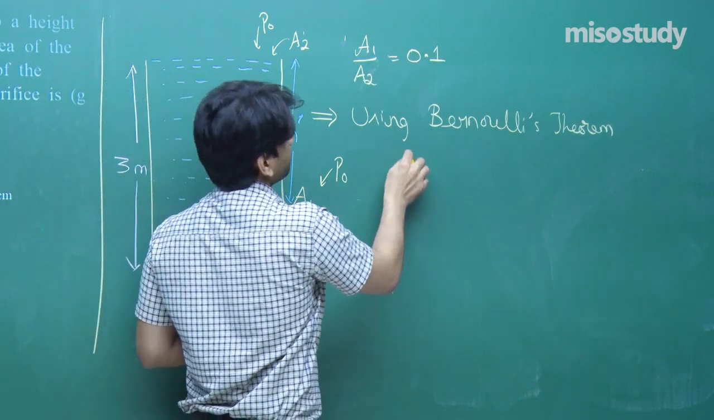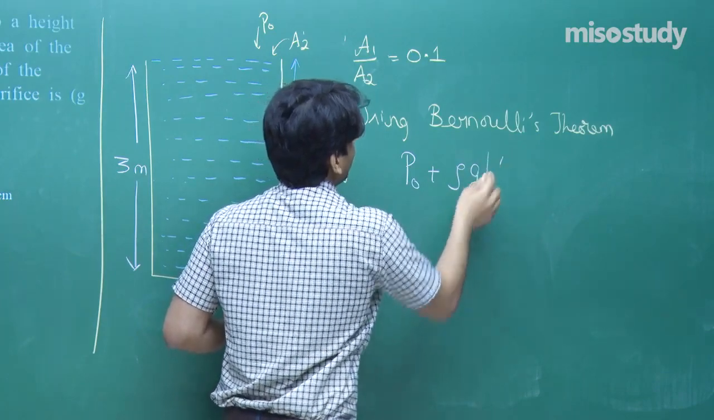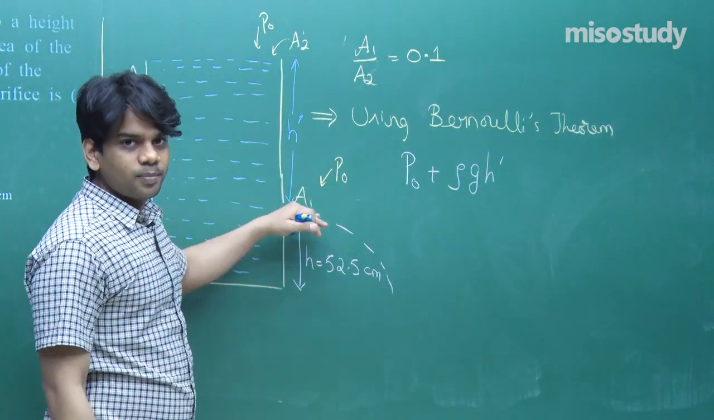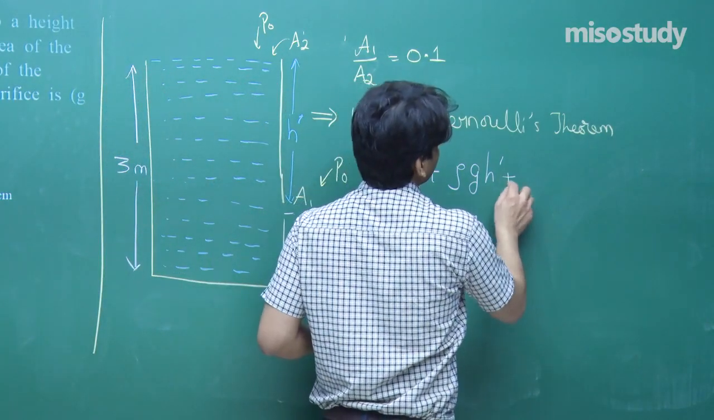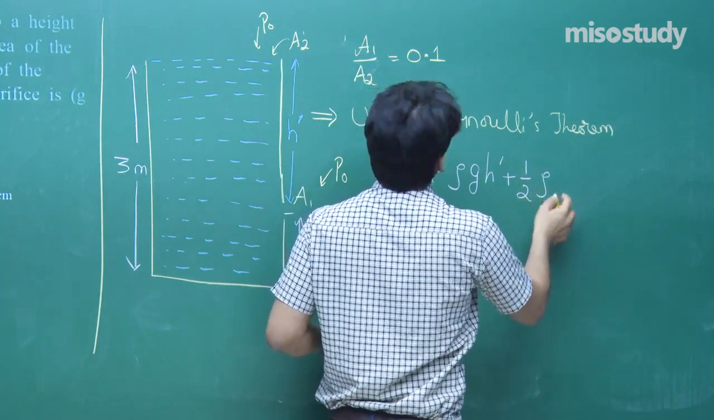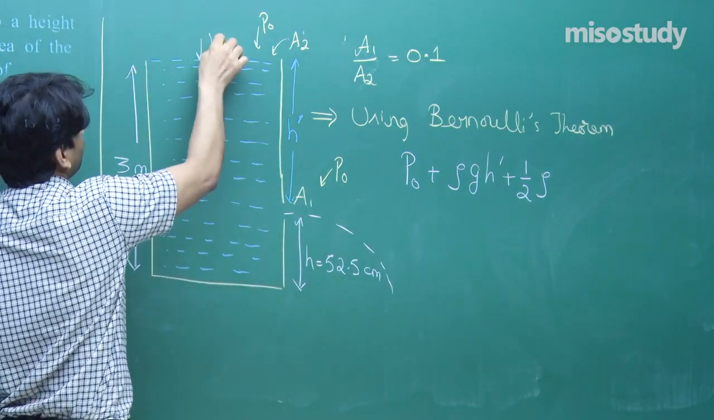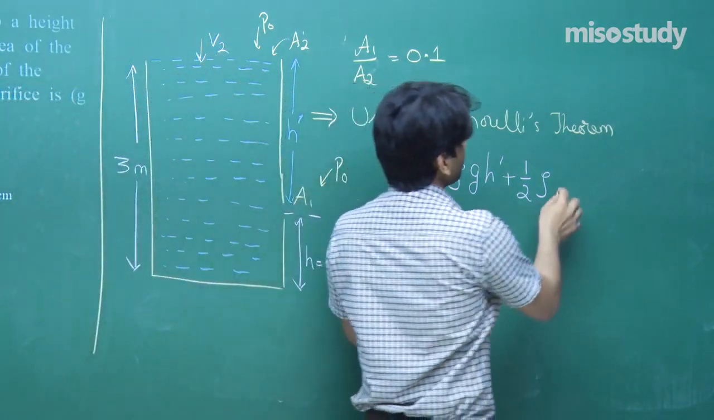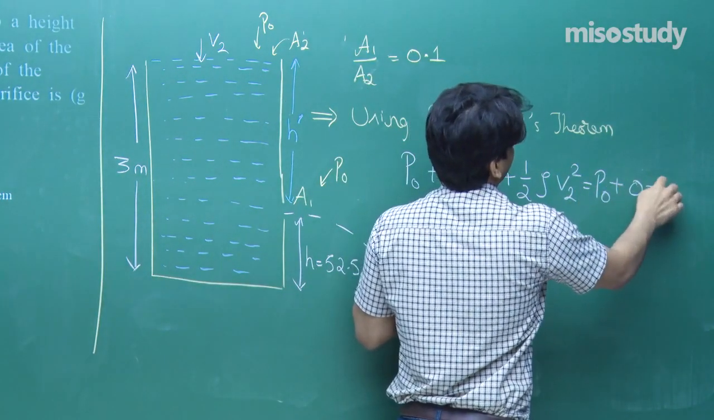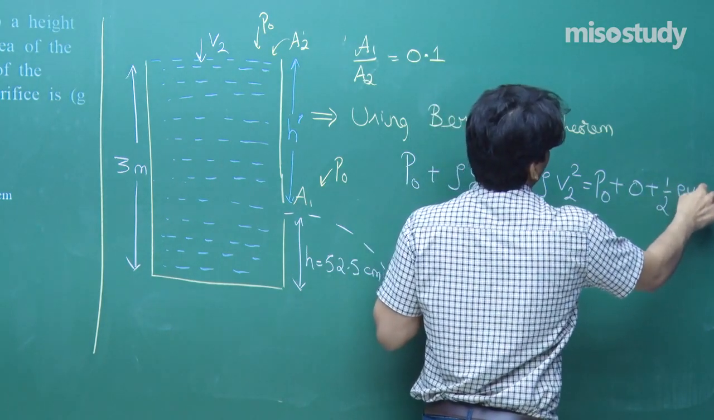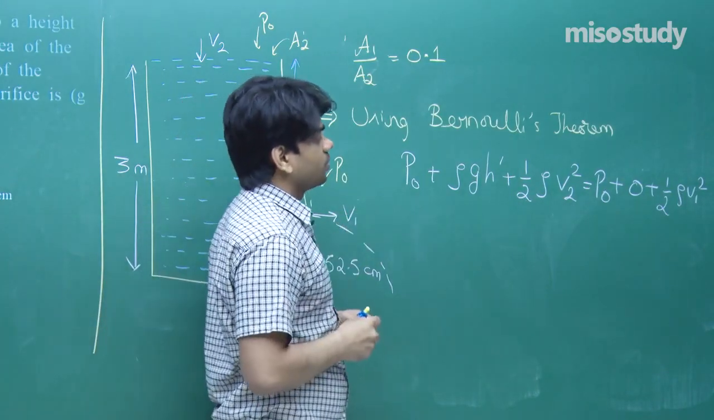Using Bernoulli's theorem we can write P0 plus rho g h dash. We have taken this as the path, this as the level from where we are going to measure the height. So P0 plus rho g h dash plus half rho v2 square, where v2 is the velocity at this point. Let's take the velocity, this will equate to 0 also, don't worry. We are taking initially half rho v2 whole square is equal to P0, h will not be taken here, plus half rho v1 square. v1 is the speed with which this efflux is coming out.